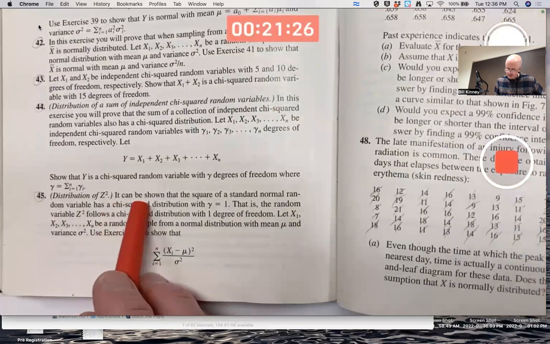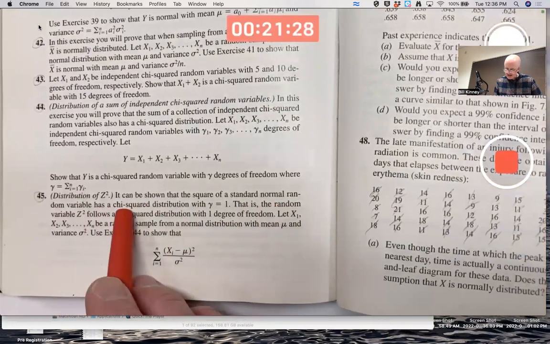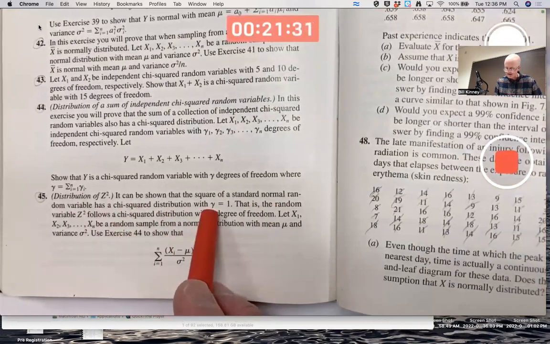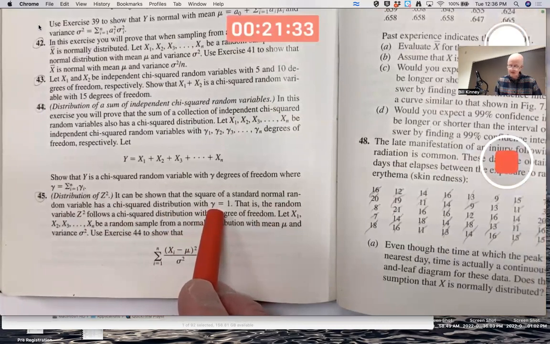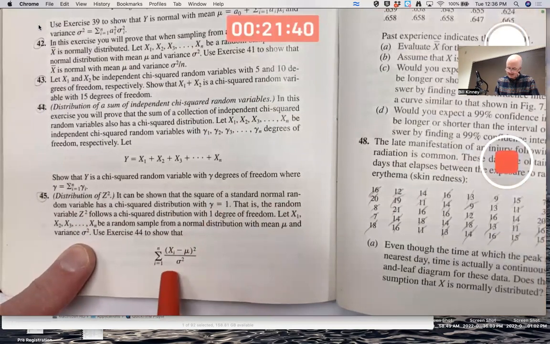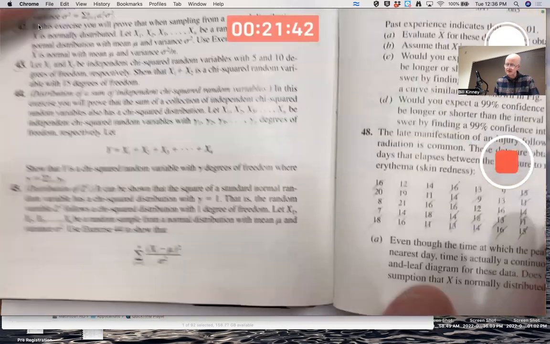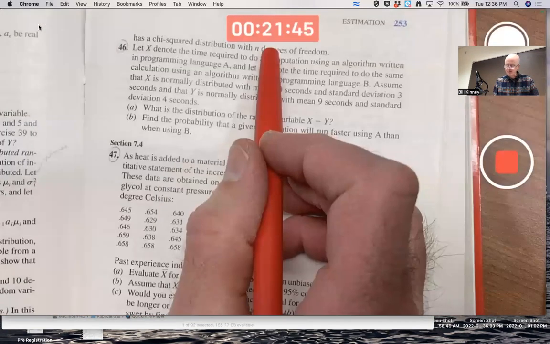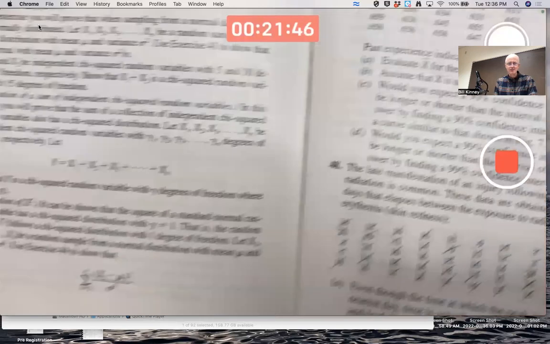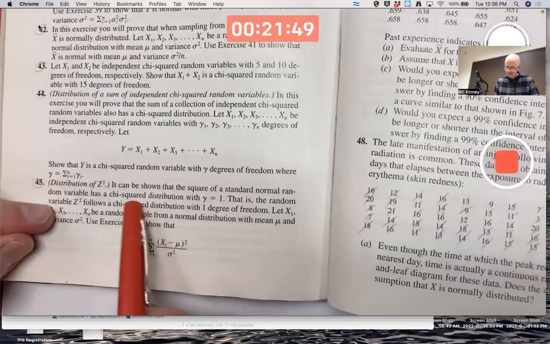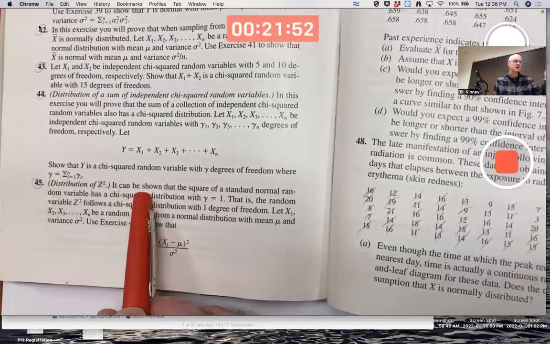Going backwards here, it can be shown that the square of a standard normal random variable has a chi-squared distribution with, what's that? 1 degree of freedom. Little gamma is 1. In the problem, based on that, you're ultimately trying to show this has a chi-squared distribution with n degrees of freedom. Actually, let's dwell on the first part, this claim. They say it can be shown, so you were supposed to just trust that. If you square a standard normal random variable, you get a chi-squared random variable.